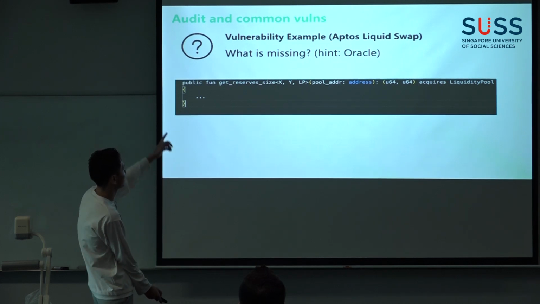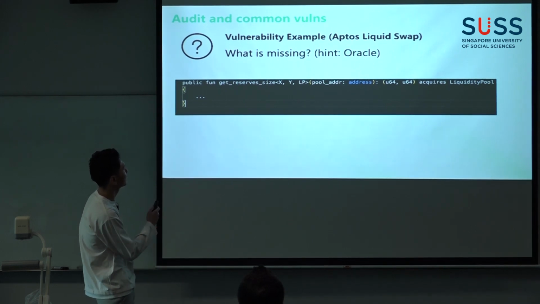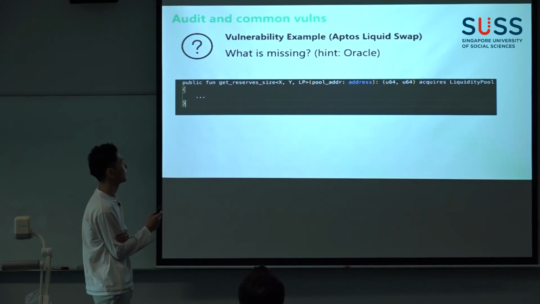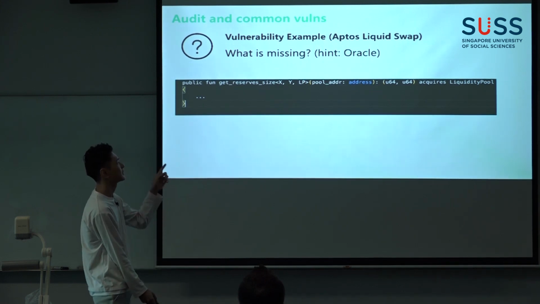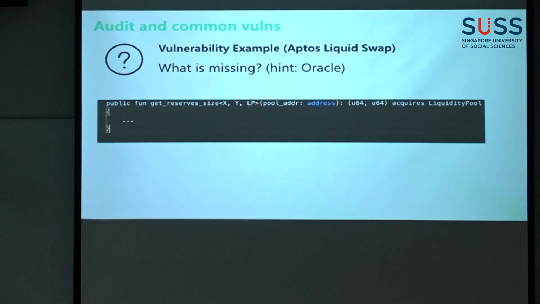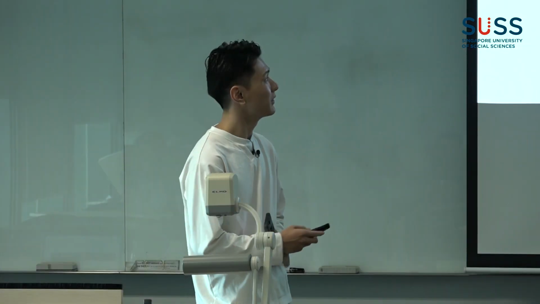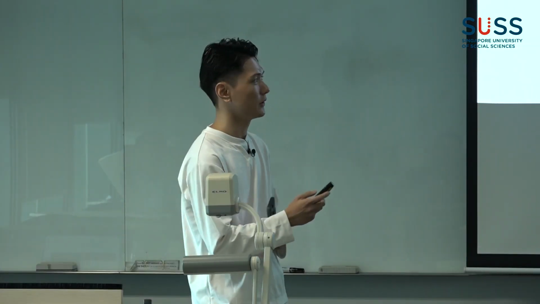So here is a vulnerability example from Aptos Liquid Swap. It's the biggest swap project, like Uniswap in Ethereum. Let's look at this code and see if you can find out what is missing. The hint is Oracle. Maybe give it 3 minutes. The code itself is not vulnerable, but when you incorporate it with other projects, some problems might arise.